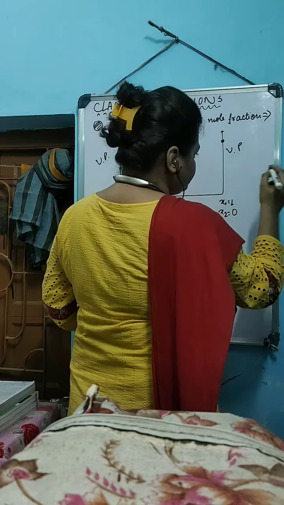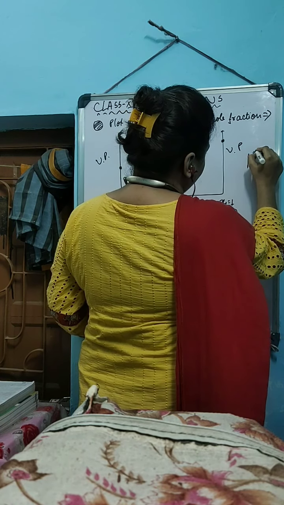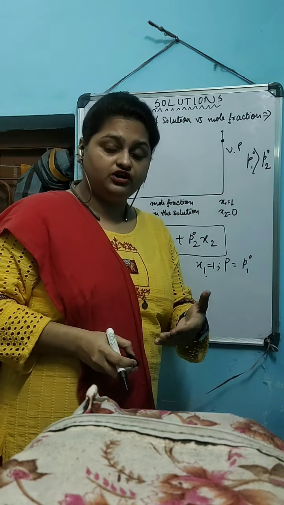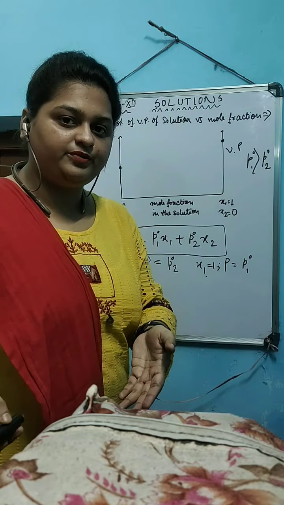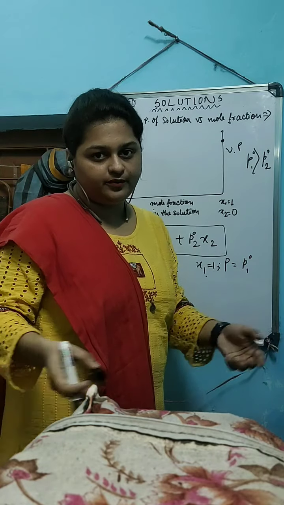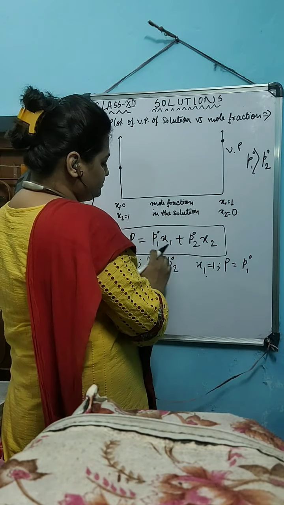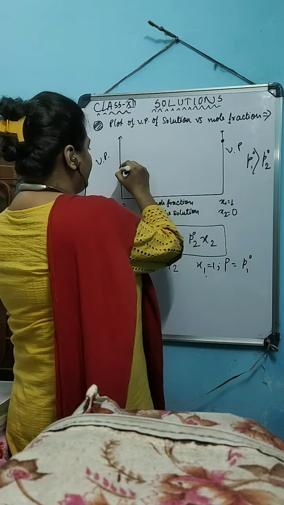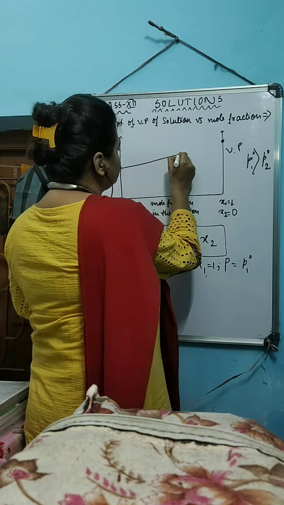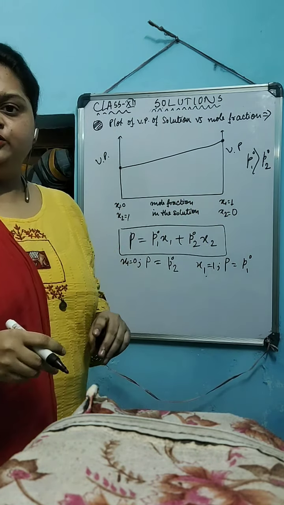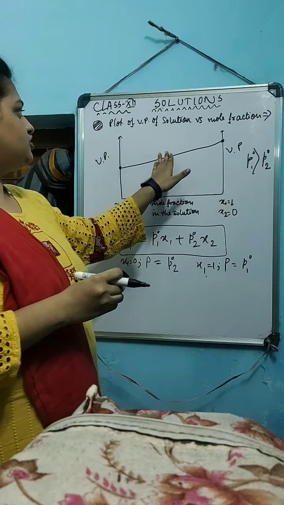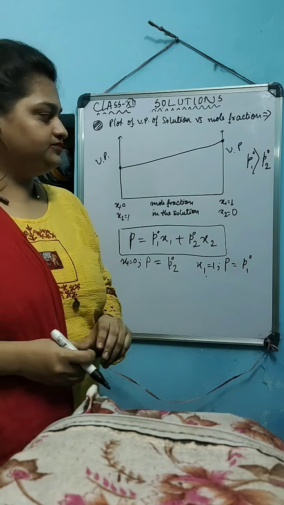Let's put it in here. Let's assume that the vapor pressure of the pure solvent is greater than the vapor pressure of the pure solute. As solvent is present in a higher amount, the vapor pressure of the pure solvent is always going to be higher compared to the vapor pressure of the solute. So if I plot this graph, it is an entirely straight line equation with increasing value. This is my vapor pressure of the solution versus mole fraction plot.